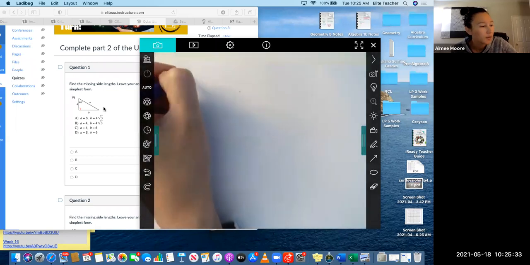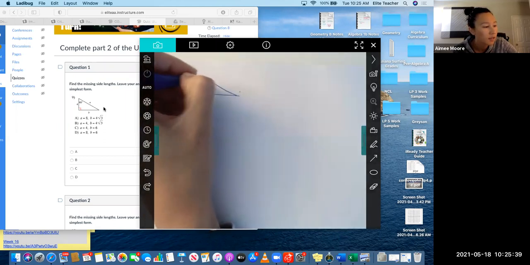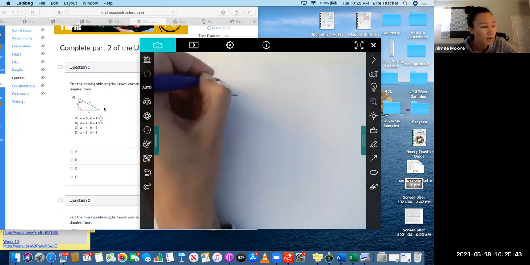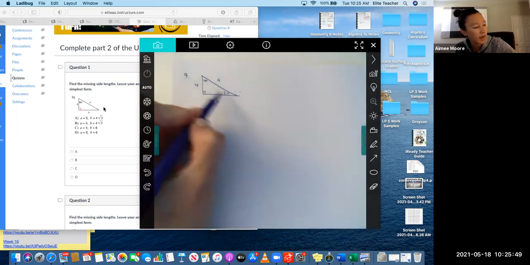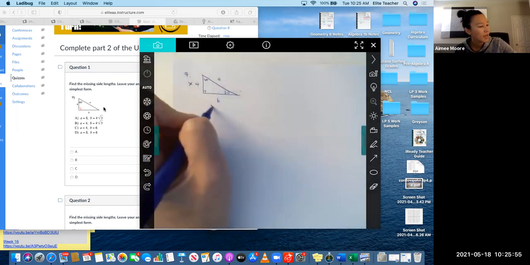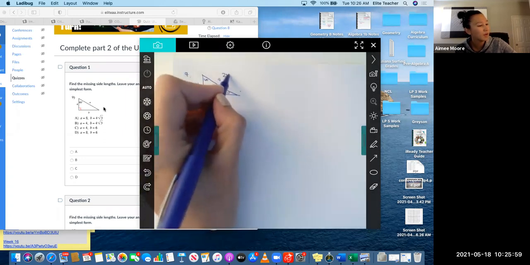So, oh, this is number 9. So we have, here's our 60, our 90, which makes this our 30. So we have 4, we have A, and we have B. So we need to label our sides. So the side opposite of our 30-degree angle, according to the notes, is x. The side opposite of our 60-degree angle is x times the square root of 3. And the side opposite of our 90-degree angle is 2x.